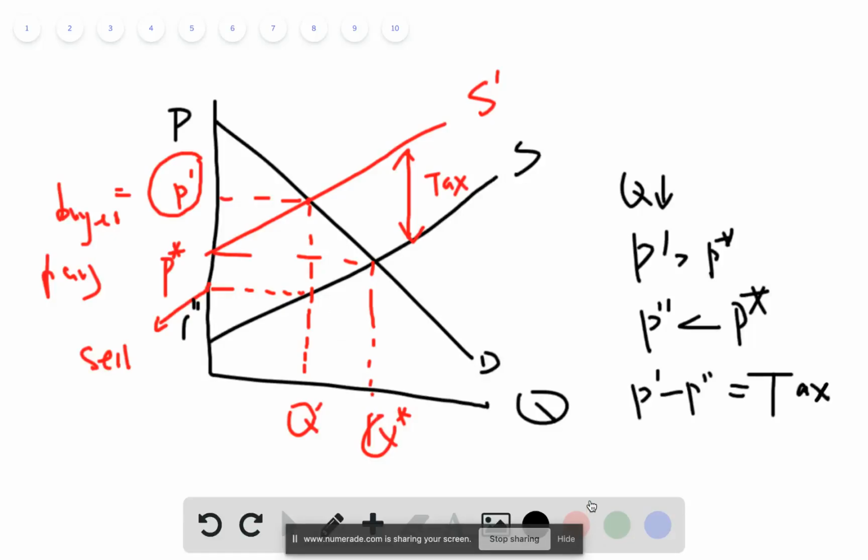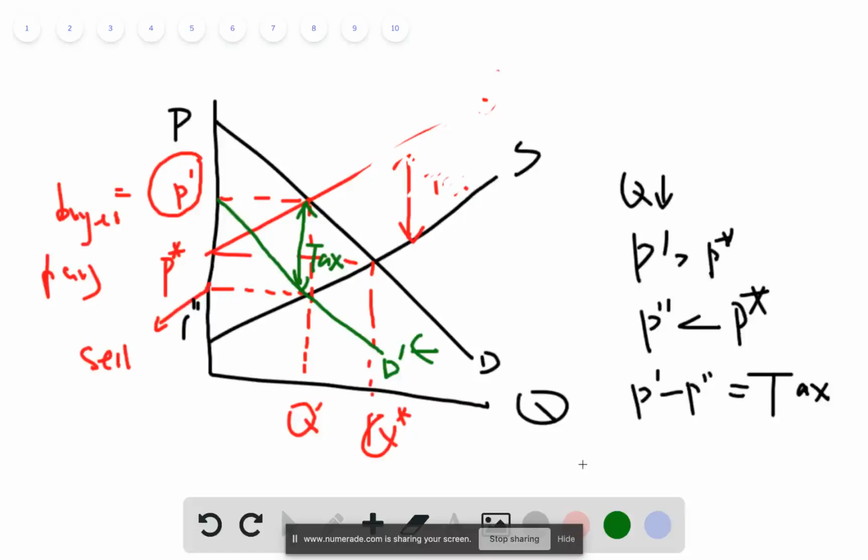But if the tax is applied to the buyer, actually the result will be exactly the same. The only difference is that at this time, the shift is not on the supply curve, but on the demand curve. It's a downward shift of the demand curve from D to D prime, and the amount of shift here will still be the tax that is collected by the government, but now we will not have the supply curve shift because the tax is applied to the buyer. But all the results are exactly the same as this one here.